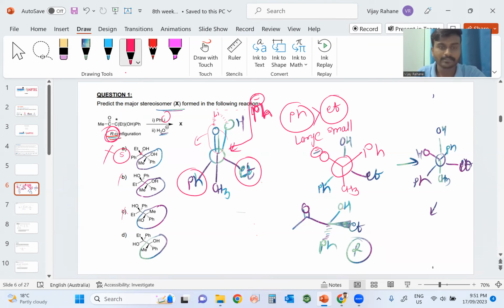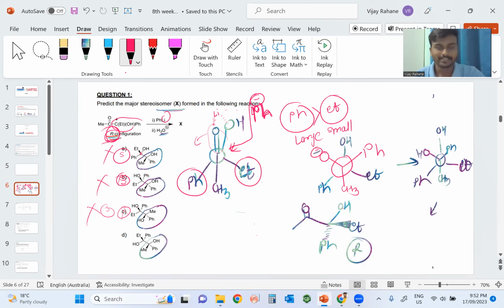If you see the second also, the first, second, third, one, two, three, this is S. So this is also wrong, because our parent chiral center should have the R configuration, right? And if I see the third option, it has first, the second, and third. That is S configuration. So this is also again incorrect.